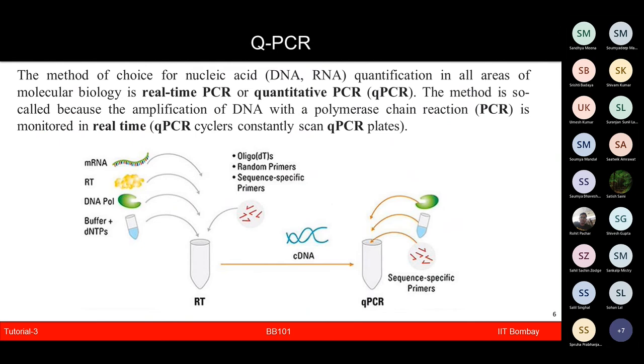We also want to know the amount of DNA that is amplified. That part is known as the quantitative PCR. You can see the real time PCR.